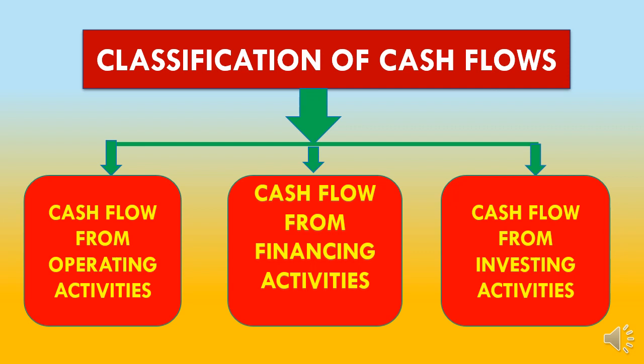Under cash flow from investing activities, we will see only non-current assets like fixed assets and long-term investments. In case of cash flow from financing activities, we will see share capital and non-current liabilities. And in case of cash flow from operating activities, these are working capital changes and day-to-day expenses.